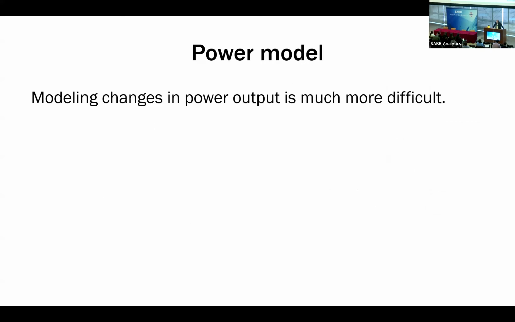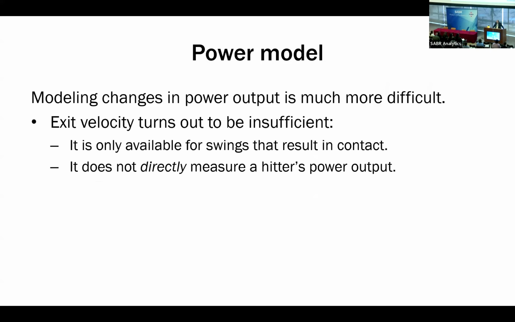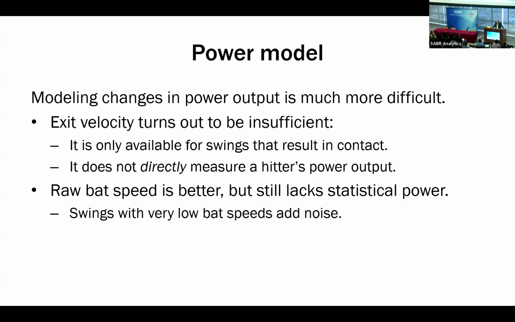Okay, so let's try to do the same thing with power. It turns out that it is a lot more difficult to model changes in power. Exit velocity turns out to be insufficient, for at least two reasons. First, it's only available for swings that result in contact, so you have a somewhat smaller sample size. And secondly, it doesn't directly measure a hitter's power output, in the sense that it's confounded with quality of contact. Raw bat speed is much better, but it still lacks statistical power. In particular, swings with very low bat speeds add a lot of noise.